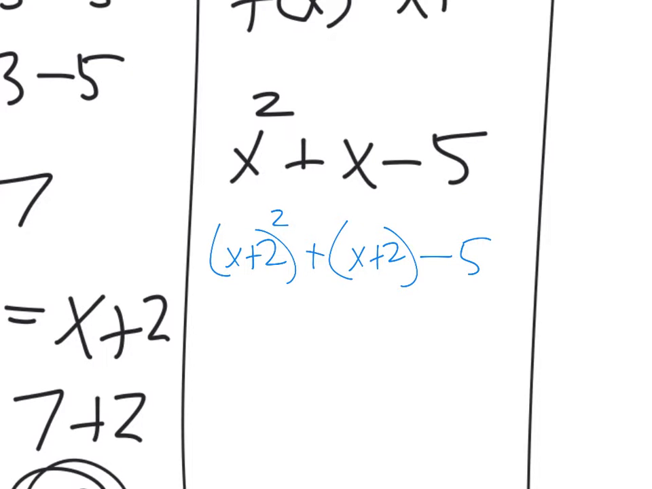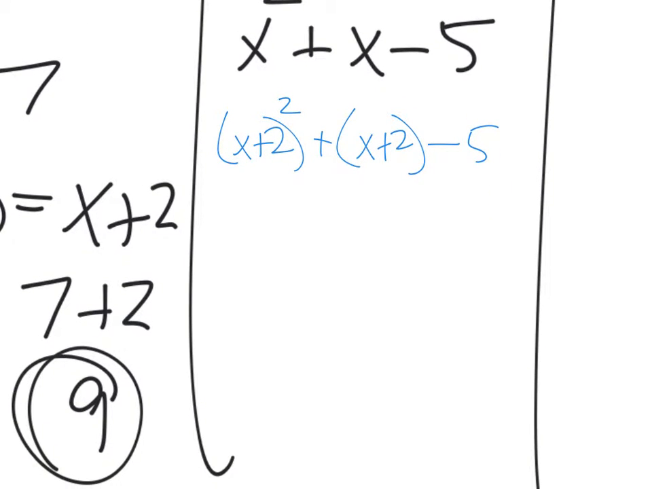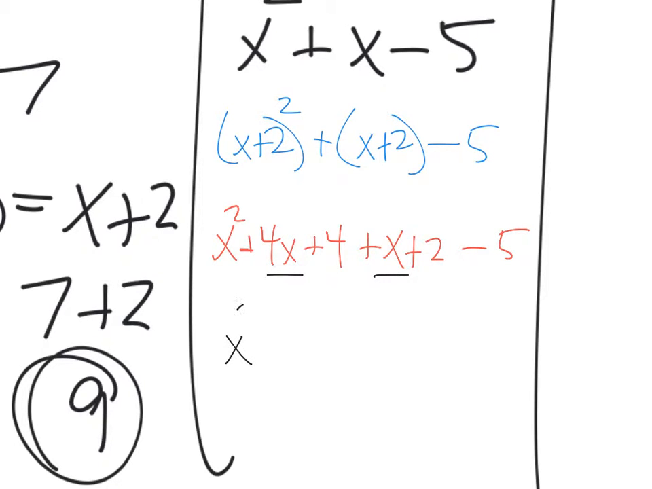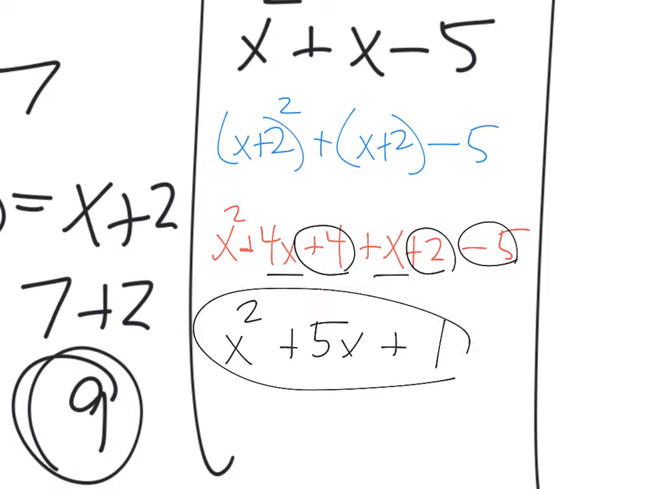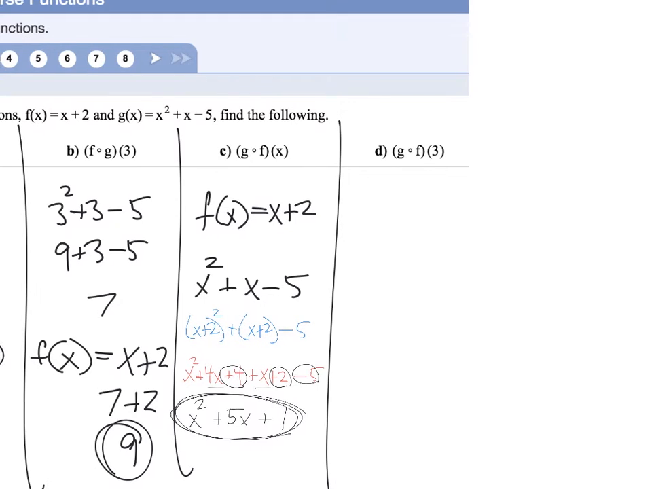Well, you're going to have to trust me on this. This first part right here becomes x squared plus 4x plus 4. And then we have plus x plus 2 minus 5. And simplifying, so we get x squared plus 5x plus 1, because 4 plus 2 is 6, minus 5 is 1. And that's your answer. And then the last one.